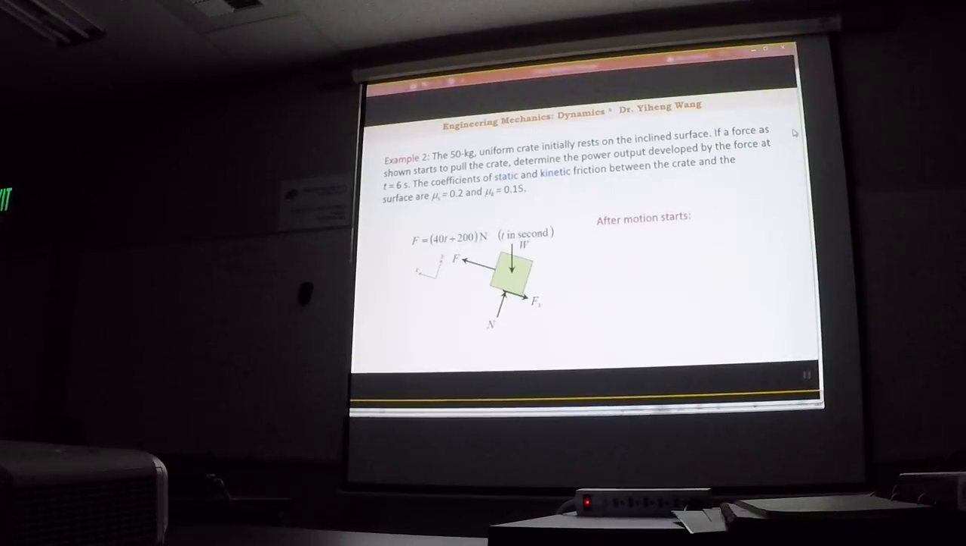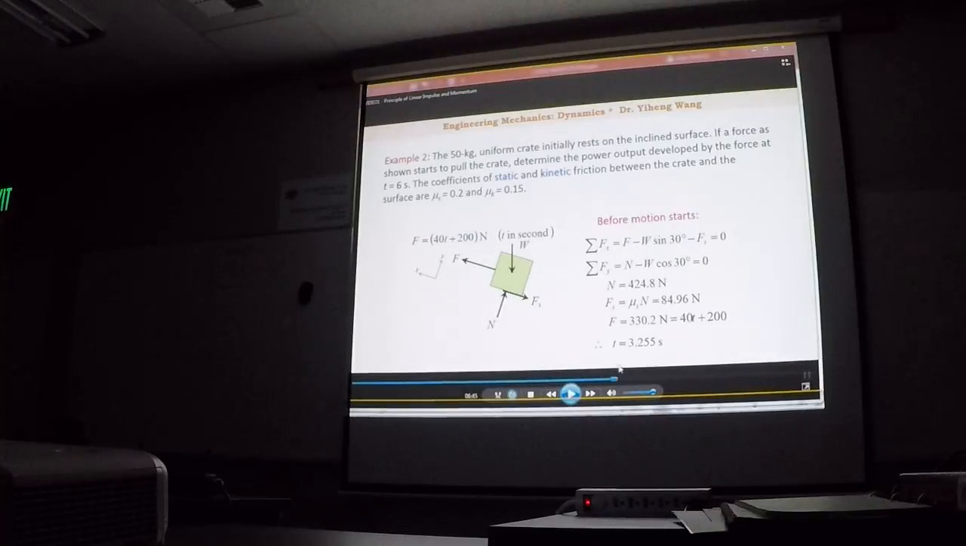After motion has started, since there is only motion along the x direction, we can write the principle of linear impulse and momentum along the x direction only in scalar form. Another way to look at it is, this is before motion has started.